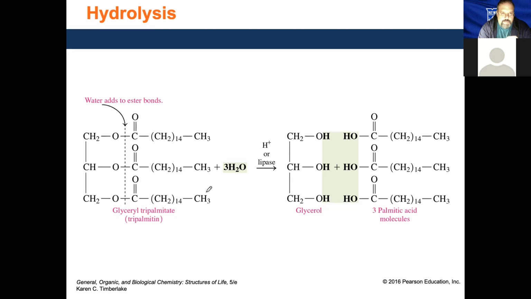The way we would get the products would be exactly the same as we talked about with esters. You break the ester bonds, the glycerol oxygens pick up the hydrogens from water, and the C double bond O carbons pick up the OHs from water. And that leads you to the glycerol and the fatty acids.